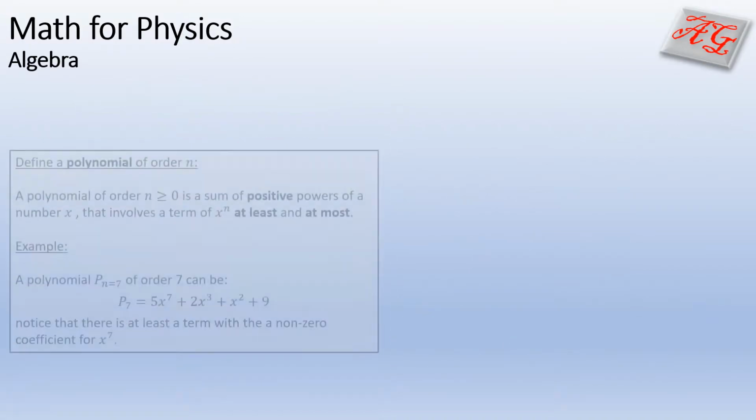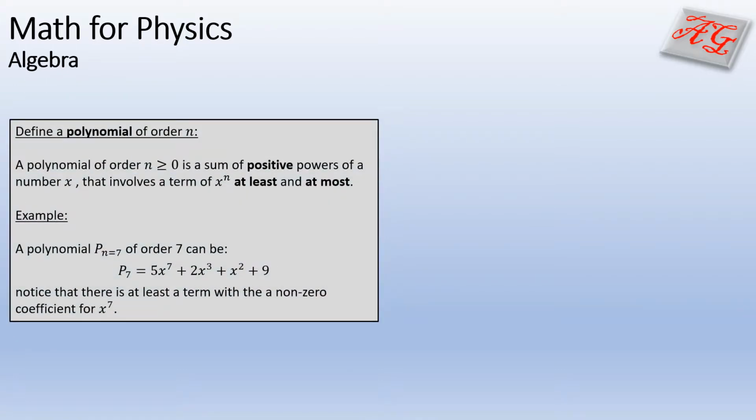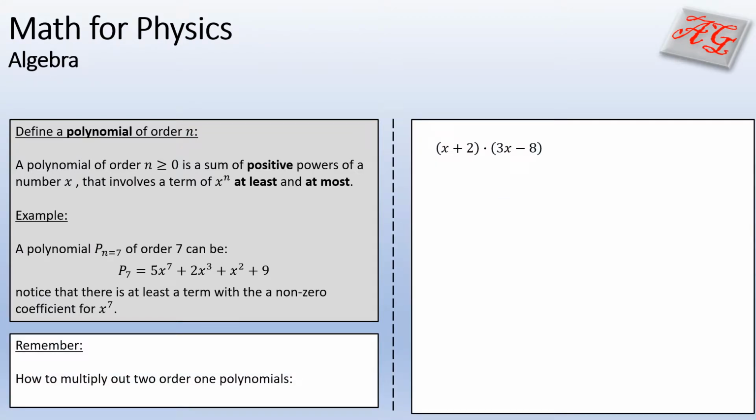Before continuing to solve the problem, it is convenient to define a very important element in algebra, and that is a polynomial. A polynomial of order n is a sum of integer positive powers of x, where the coefficient of x to the n is non-zero, and any coefficient of x to a power greater than n is 0. For example, if we define a polynomial of order 7, notice that the coefficient next to x to the 7th power is 5, or non-zero, and the other powers of x are positive or 0, and less than n, but not negative.